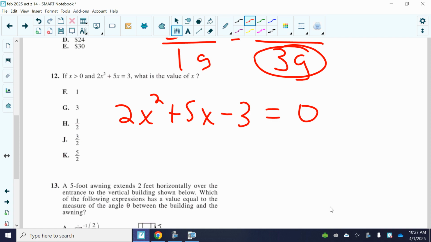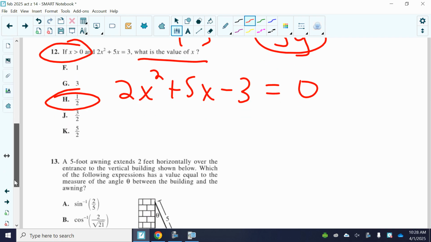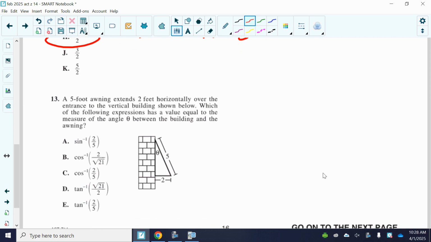So what are they looking for? Just one of the answers. Oh, x is greater than 0. I missed that. So it has to be just the 1/2. Watch that. I do it all the time and then tell you not to do it.